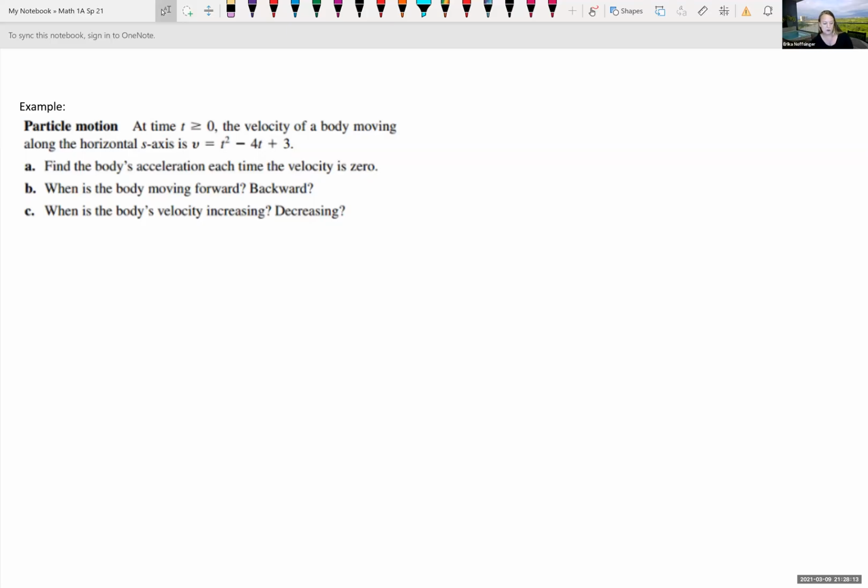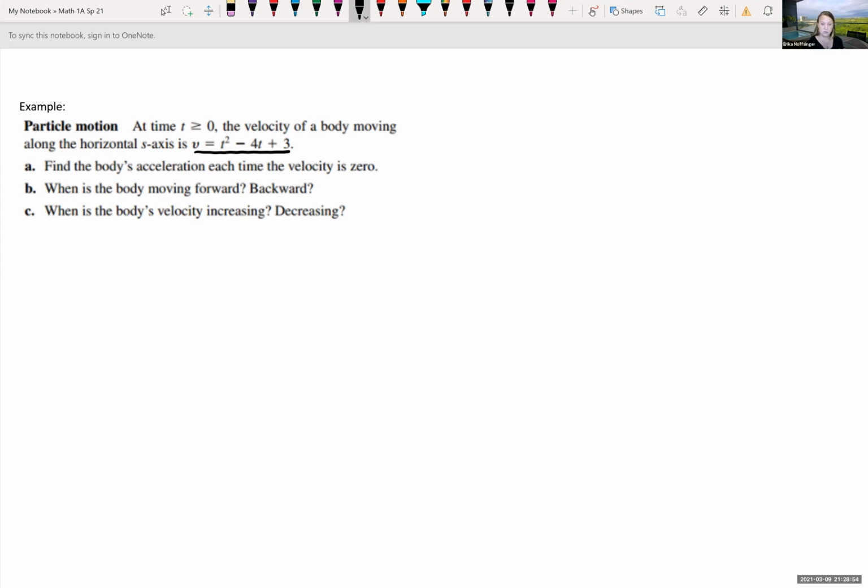Okay, so another example, particle in motion. At time t greater than or equal to 0, the velocity of a body moving along a horizontal s-axis is v equals t squared minus 4t plus 3. So be careful here when you're reading your problem. This is telling me our function we're given is v. I don't know what the position function is, and we won't be able to figure that out until the end of this course, where we can go backwards, where we're given a rate of change and we can figure out what the original function is.